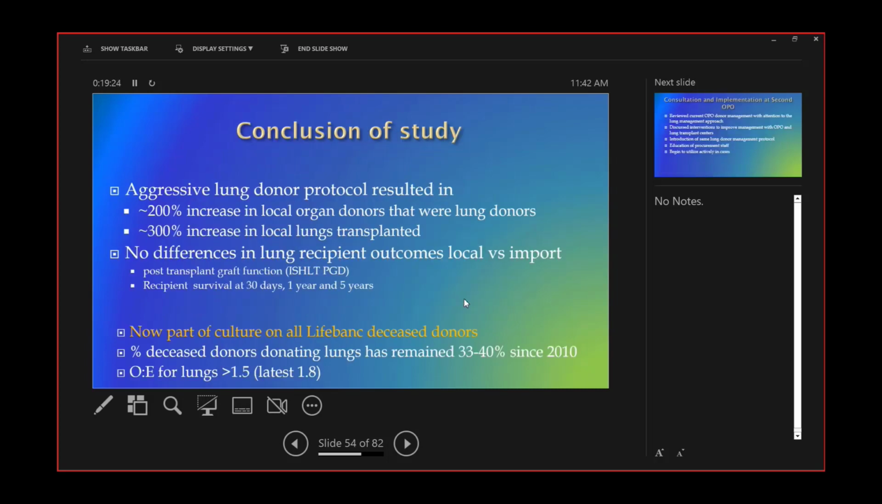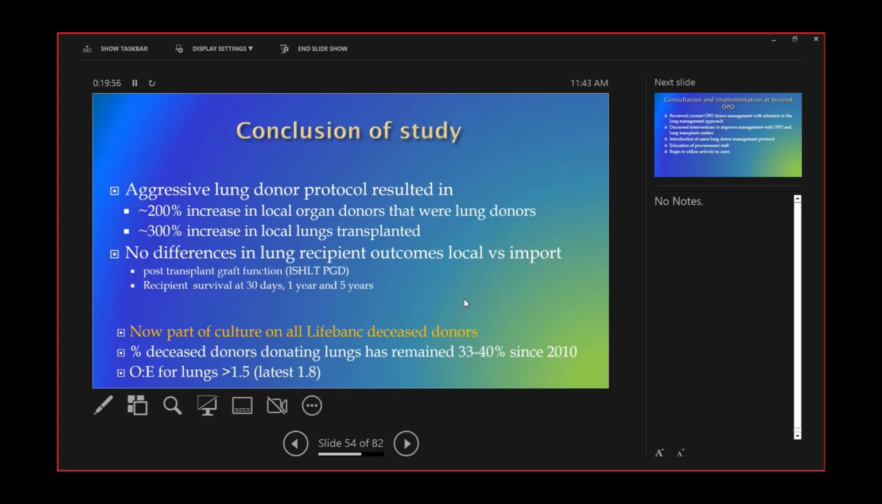The conclusions of this were that the aggressive lung donor protocol resulted in about a 200% increase in local organ donors that were lung donors, and about a 300% increase in local lungs transplanted, with no difference in the lung recipient outcomes. The way we did this is the majority of our lungs went to the Cleveland Clinic. So we compared all of the lungs they got from us to all of the lungs that they transplanted from outside. We compared the two cohorts to see if there was any difference in the outcomes, and we found there was no difference in the outcomes up to 5 years out.